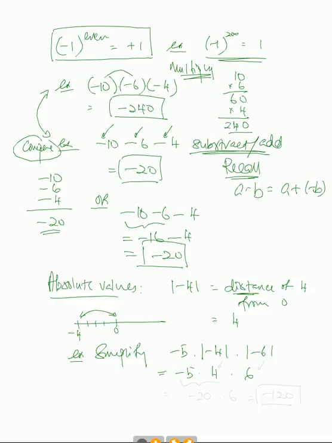Okay, so all we did was take care of the absolute signs first. Now that we're at this stage, we're going to do the multiplication. So negative 5 with 4 becomes negative 20. Multiply by 6, so your final answer to this question is negative 120.